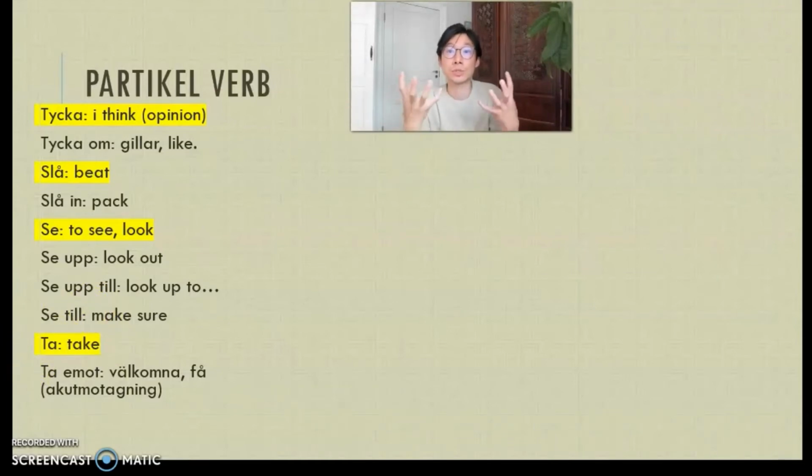So ta emot in Swedish is not merely that you are taking an object, but it's more like to receive and to welcome people.